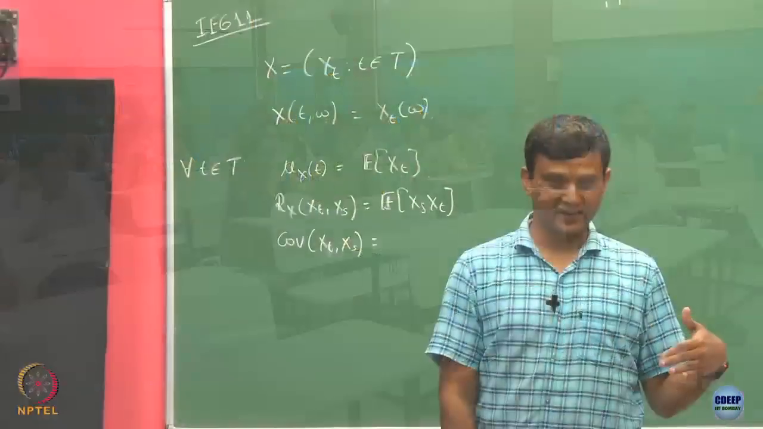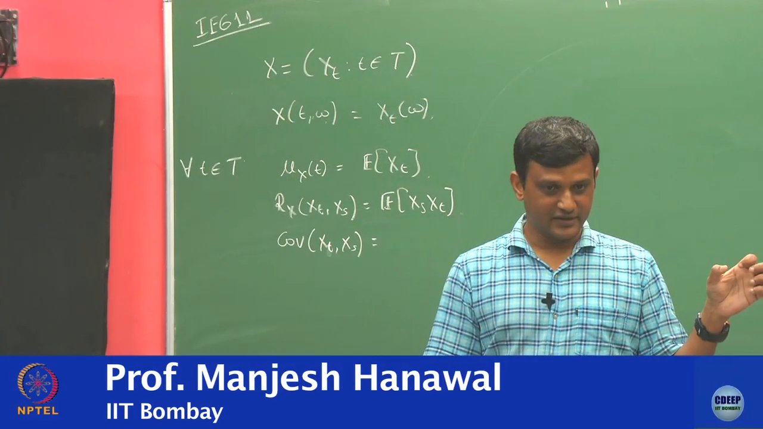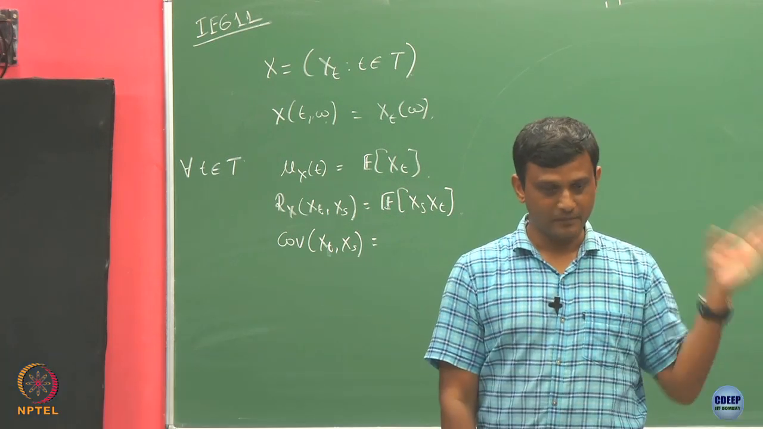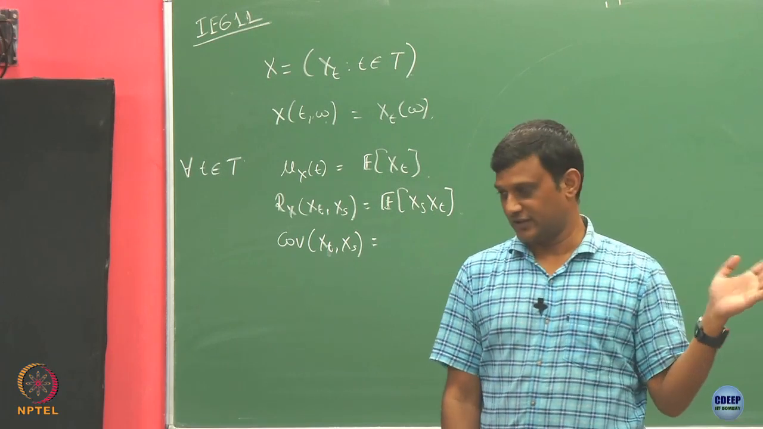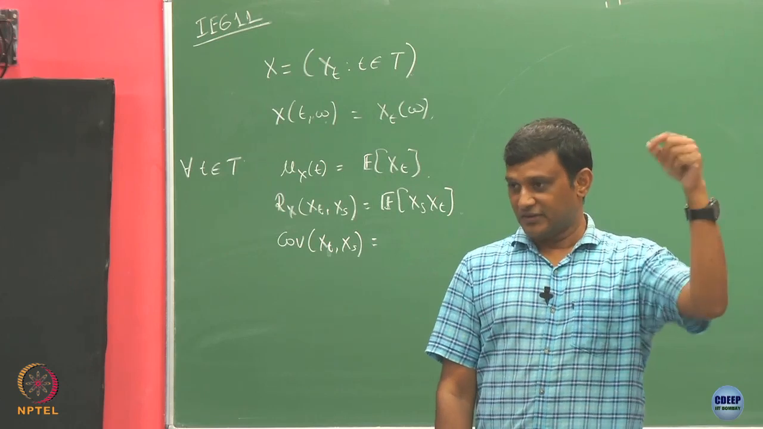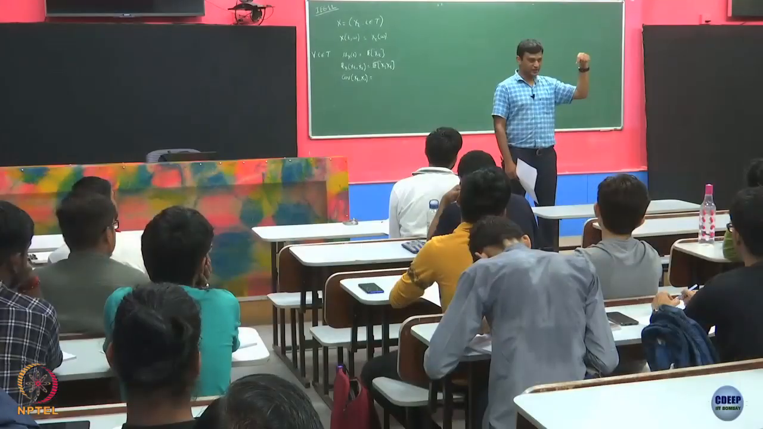Again, there are two discreteness coming into the picture here. One is in terms of the indices, whether indices are taking discrete values or continuous values. Based on that, we are classifying our random process as either discrete or continuous. But each of the random variables in this process could themselves be discrete or continuous further.